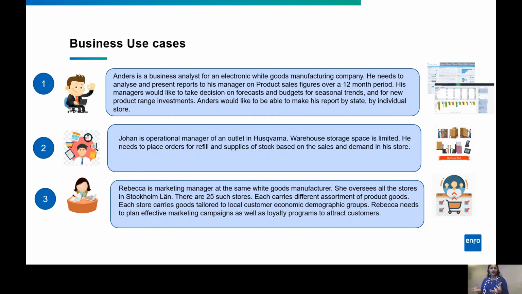So the kind of reports and analytics that Anders does is very important. He needs the data like the sales, the products, the market areas. Now let's look at Johan. He's an operational manager in the same company.